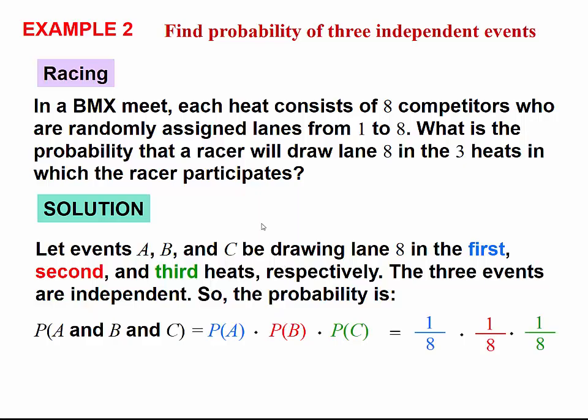So we're saying that we're going to do event A and event B and event C. So the probability of getting event A and drawing lane 8 is 1 out of 8 lanes. Then for event B, it's 1 out of 8, and for event C, it's 1 out of 8. We're multiplying these together because we're talking about event A and event B and event C. We end up getting 0.00195.